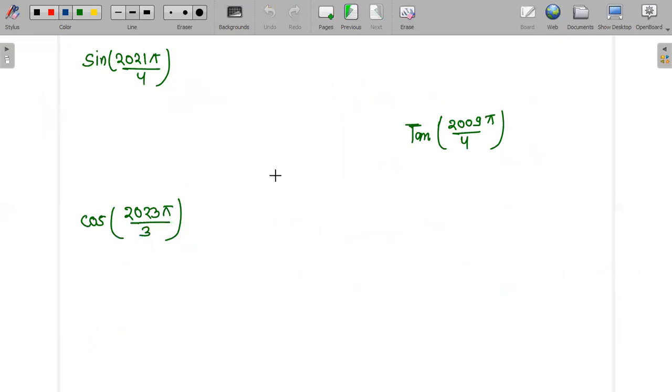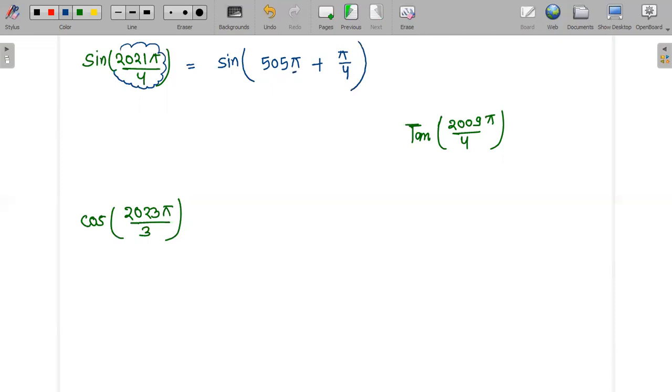Now let me take 3 more couple of questions. Sine 2021 pi by 4. Now try to divide this expression. 2021 pi by 4 is actually what? This is nothing but sine of 505 pi plus pi by 4. 505 pi plus pi by 4.